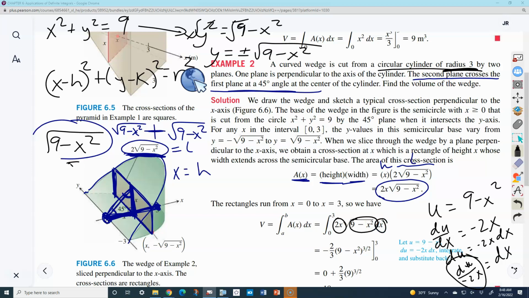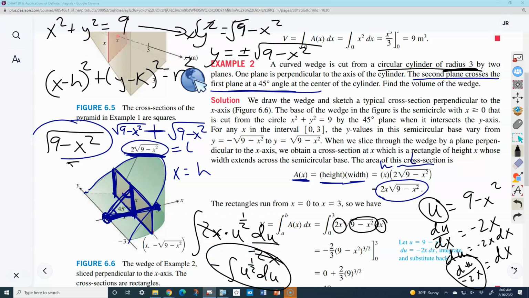I substitute just u in for the 9 minus x squared, and that would give me the integral of 2x times u to the 1/2 times du over negative 2x. And that 2x and that 2x can cancel. The negative I can move outside, so it becomes negative integral of u to the 1/2 du. And I know that you can integrate that with power rule, which is what they do here. They went ahead and substituted 9 minus x squared back in for u.